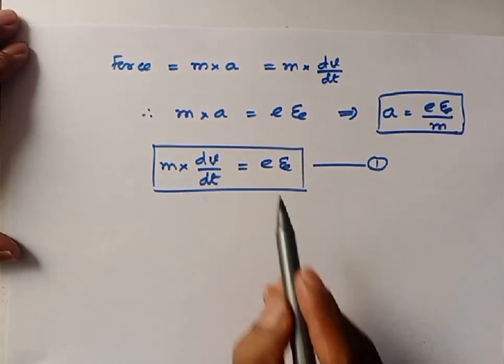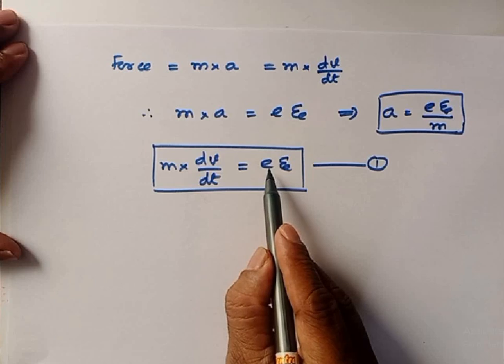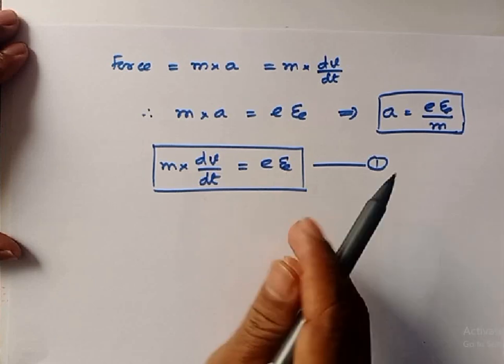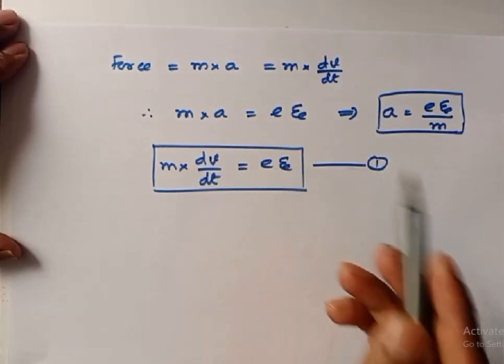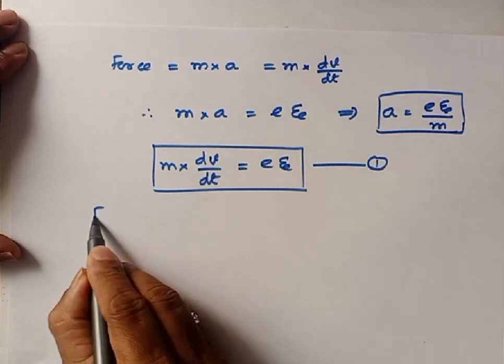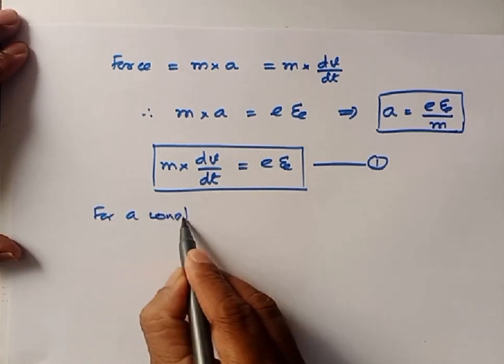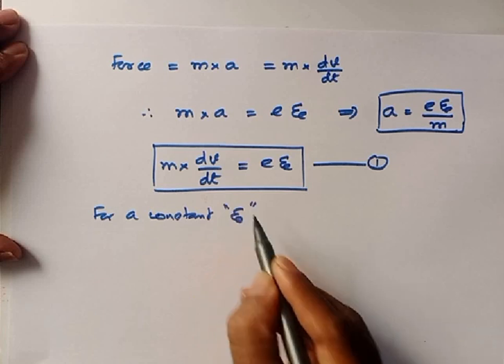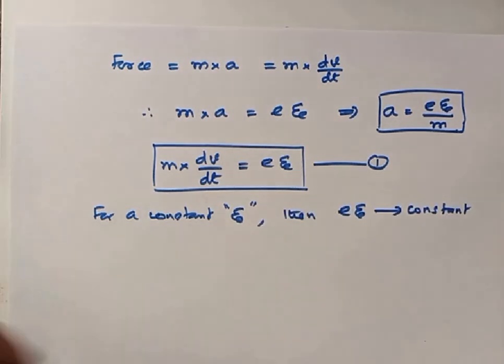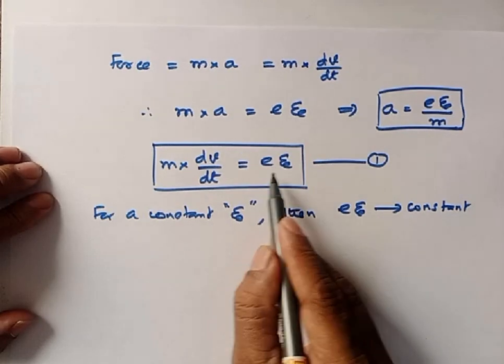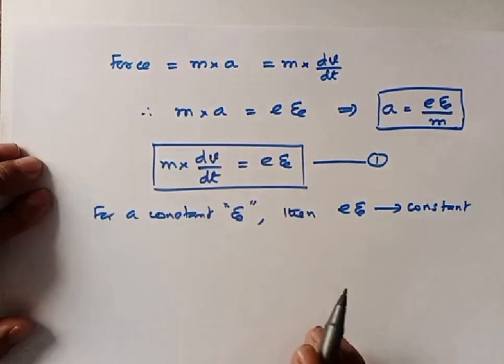Now listen carefully. Charge on electron is a constant. When you apply a constant electric field strength epsilon, then the right hand side quantity becomes a constant. For a constant epsilon, E into epsilon is a constant. Therefore the right hand side is a constant. If the right hand side is constant, definitely the left hand side must also be constant.